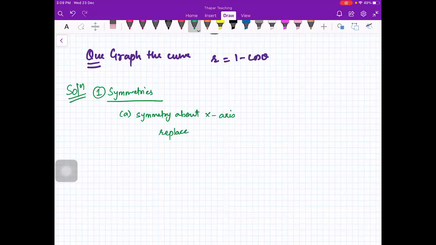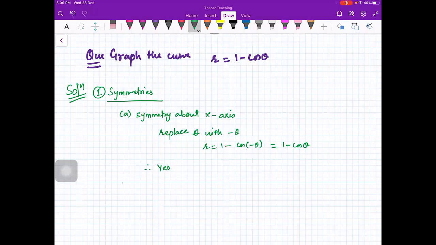Is it symmetric about the x-axis or not? Replace theta with minus theta first. So what will I get? r is equal to 1 minus cos of minus theta. I get my curve back. Therefore, yes, it is symmetric about the x-axis. Then you don't need to check the other things, because I told you "or".